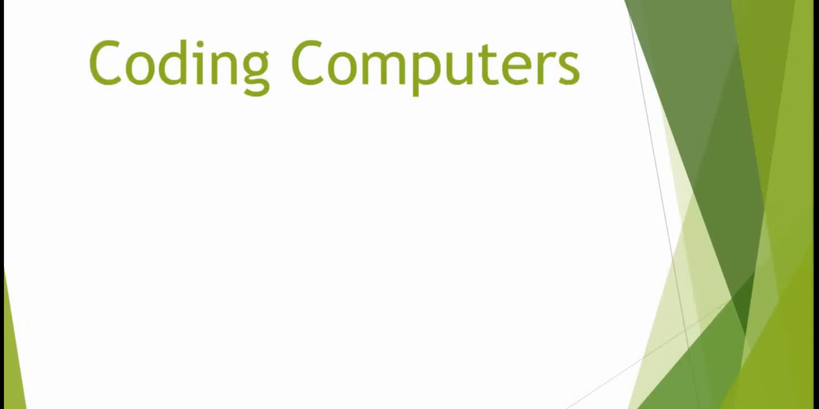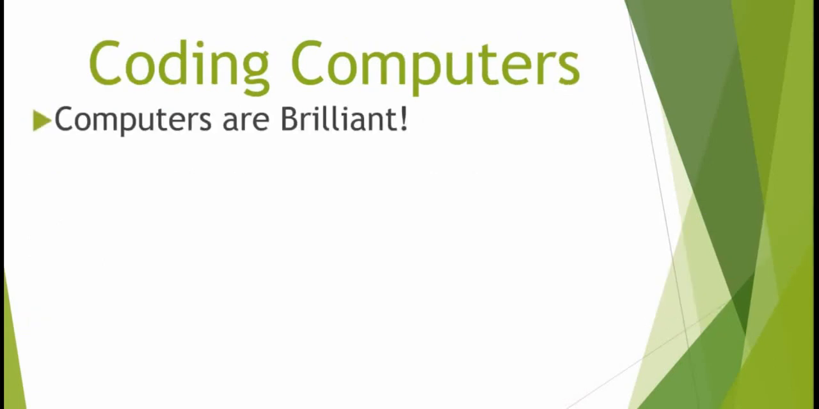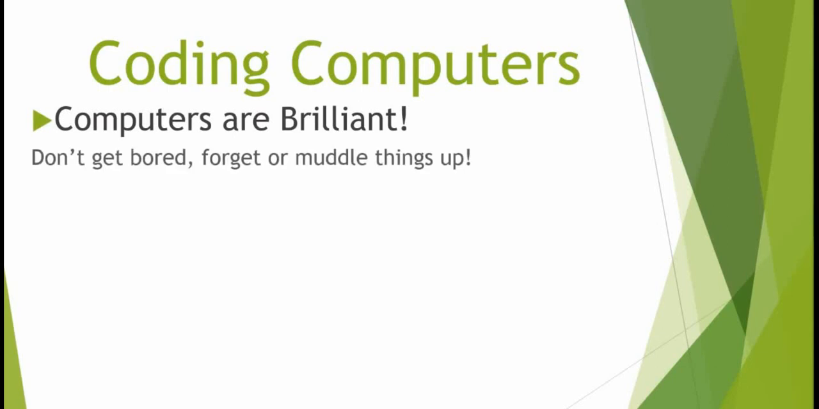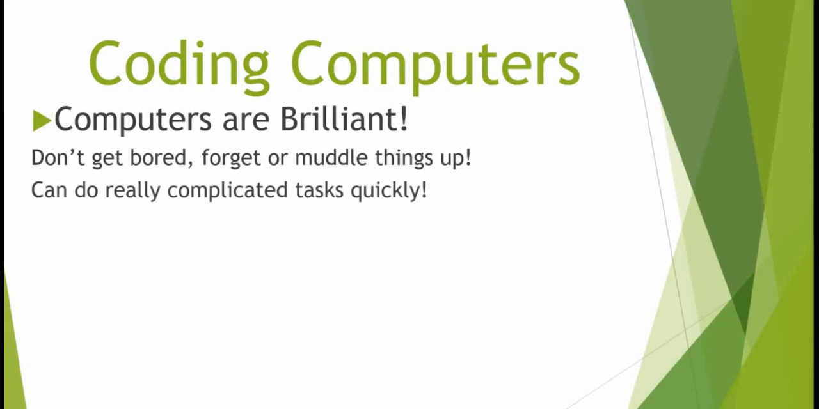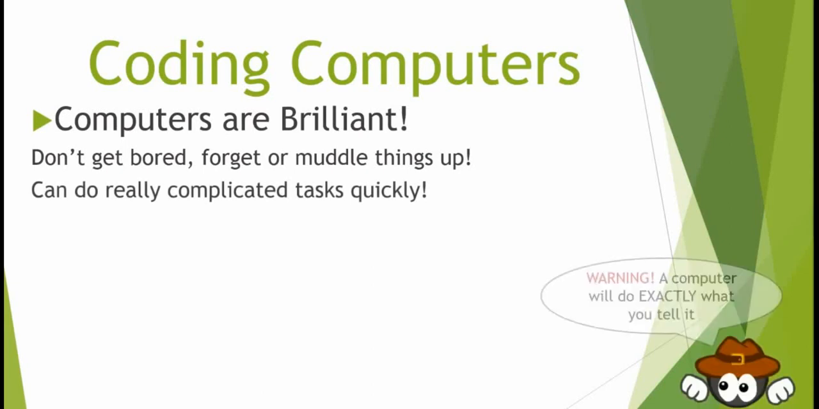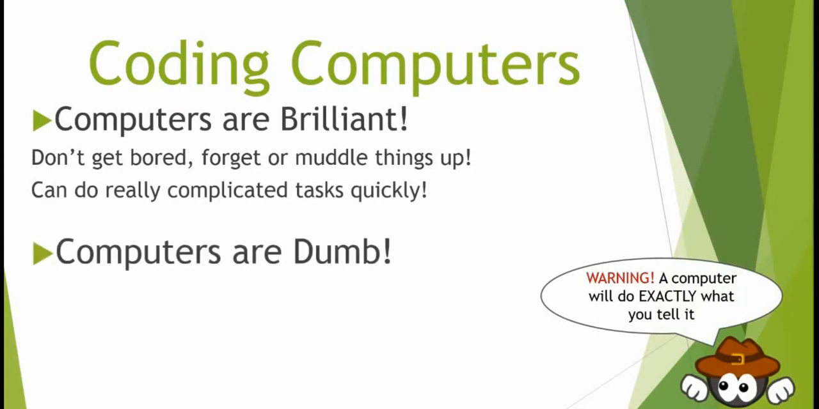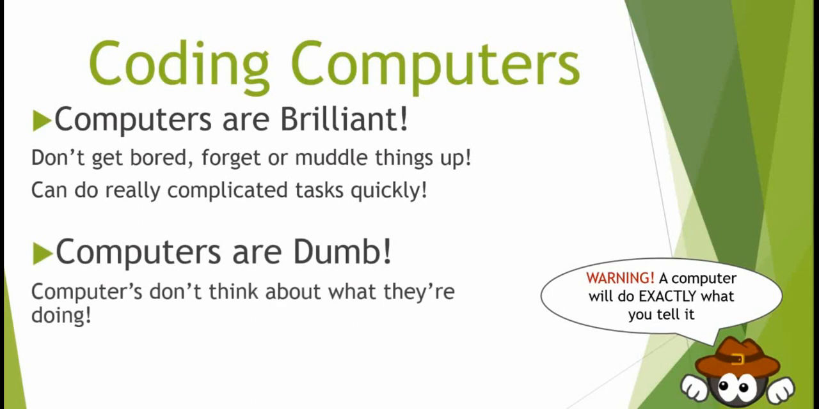So let's have a look now at coding computers, which is what this course is really all about. Computers are brilliant. They don't get bored, they don't forget how to do things, they don't muddle things up. And they can do really complicated tasks really quickly. However, computers will do exactly what you tell them to, because computers are dumb. They don't think about what they're doing.